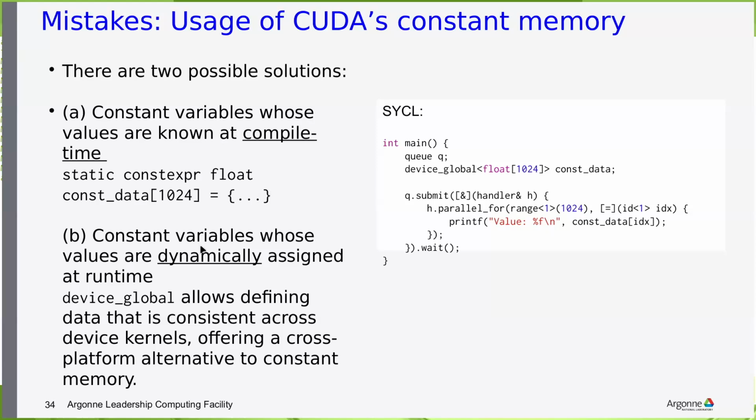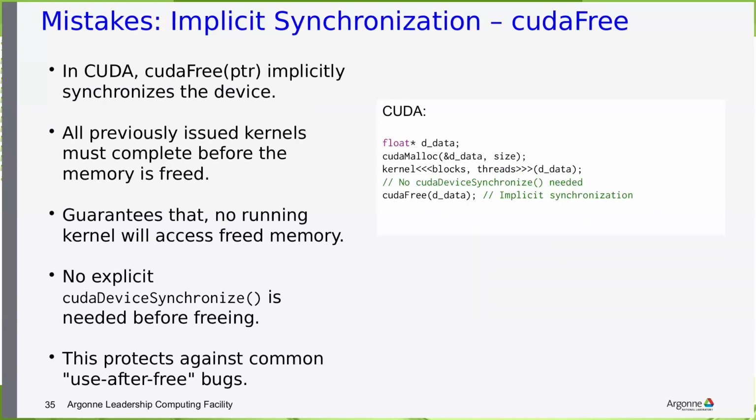The actual problem is when you have a constant variable on the device side which is dynamically assigned at runtime. On the CUDA side, you do a memcopy explicitly. So device global is not a part of the SYCL specification. It's an extension to cover that particular pitfall with constant memory. You could do very similar things as constant memory, but the APIs and the ease of use are not so straightforward. There are a lot of limitations as well, but you can work around them.